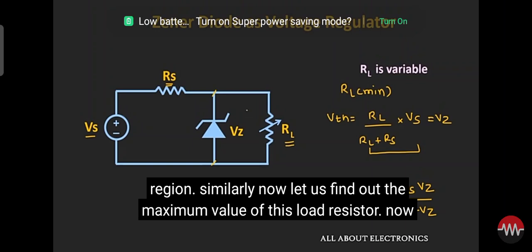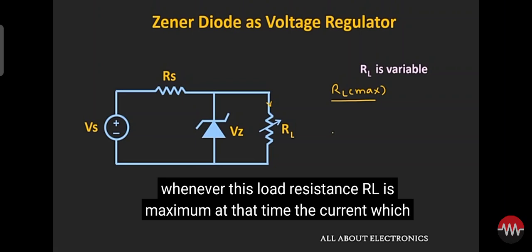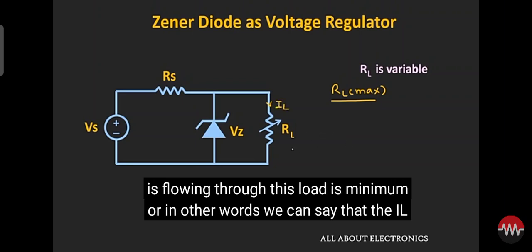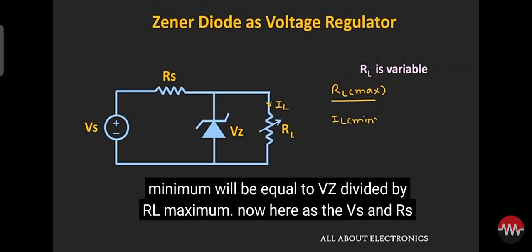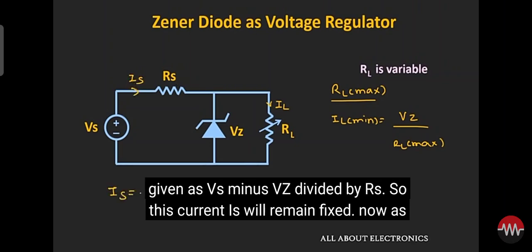Similarly, now let us find out the maximum value of this load resistor. Whenever this load resistance RL is maximum, at that time the current which is flowing through this load is minimum, or in other words we can say that IL minimum will be equal to VZ divided by RL maximum. Now here, as the VS and RS are fixed, the value of current IS will be fixed. So this current IS can be given as VS minus VZ divided by RS. So this current IS will remain fixed.